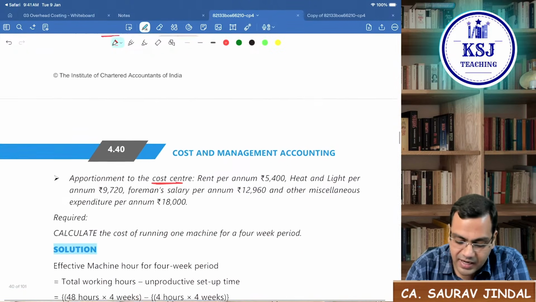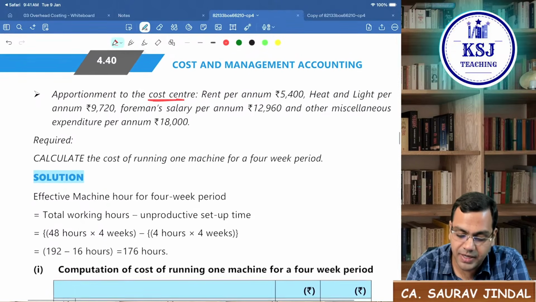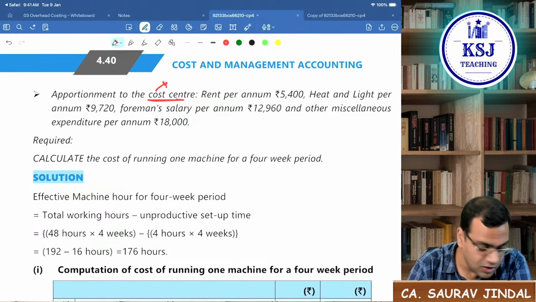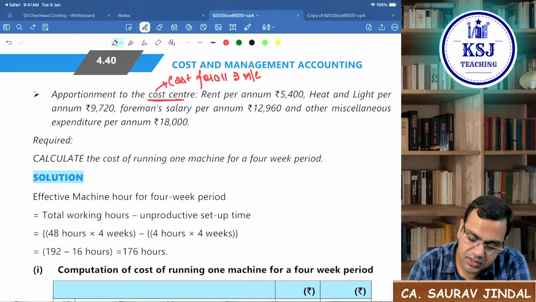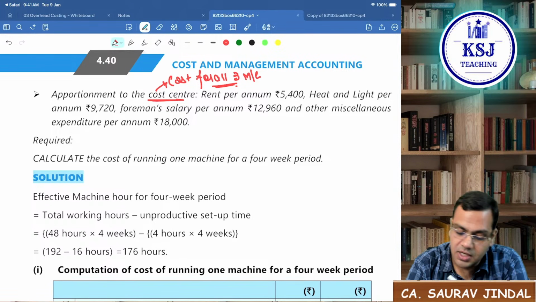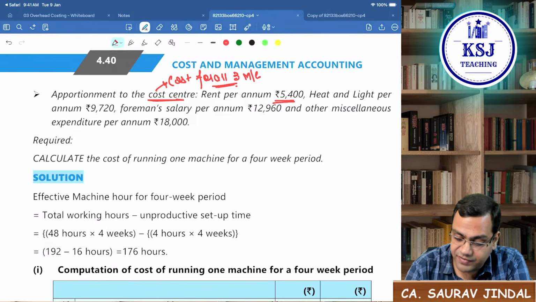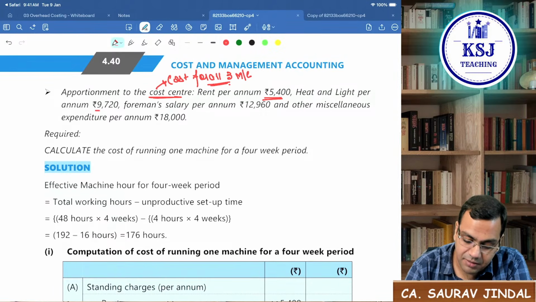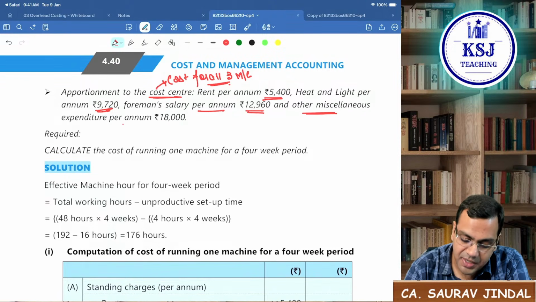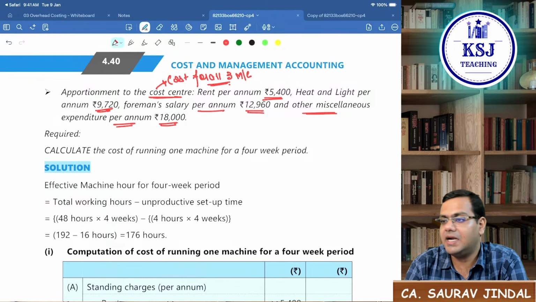But if you look at the next cost, apportionment to the cost center, that means this is the cost given for all 3 machines combined. Rent per annum 5,400. Heat and light per annum 9,720, foreman salary per annum 12,960 and other miscellaneous expenditure per annum is 18,000.